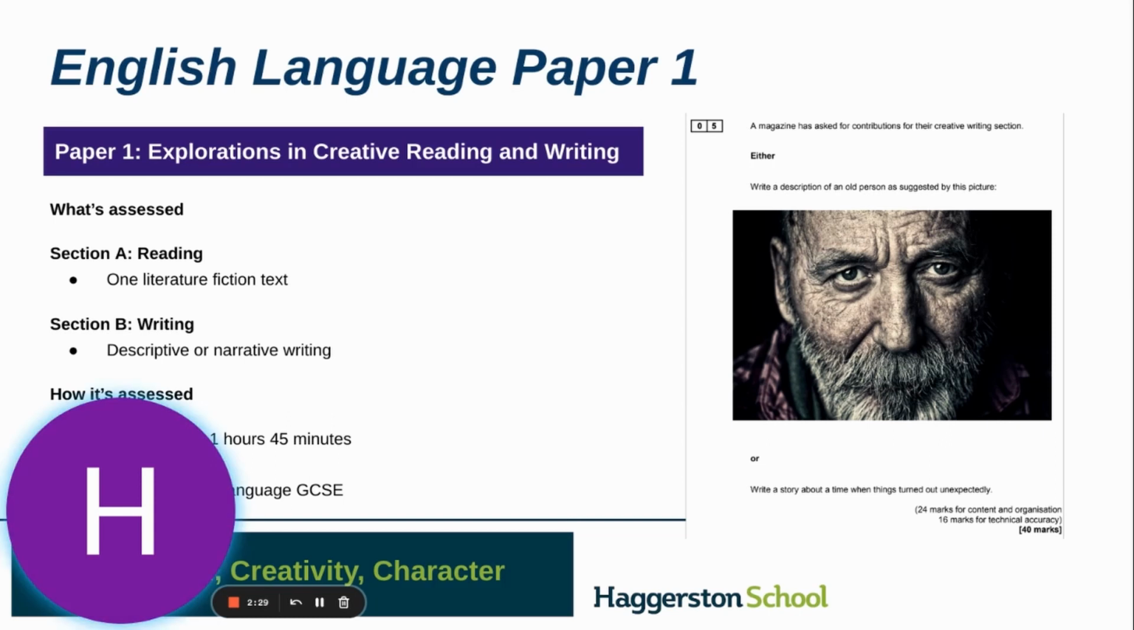Now this paper will feel very familiar because it's very similar to the kinds of things that you've been assessed on for Key Stage 3. There's a reading section, which will be based on a fiction extract, and 4 reading questions. The second half is on writing, and it's worth 40%, so a quarter of your English language GCSE. So it's a really big, important question.